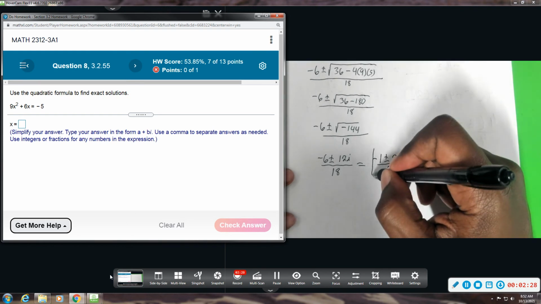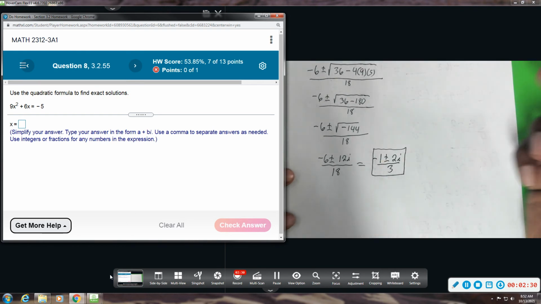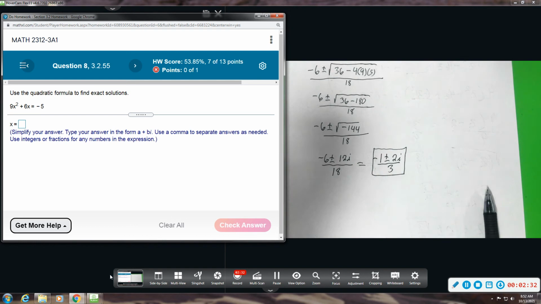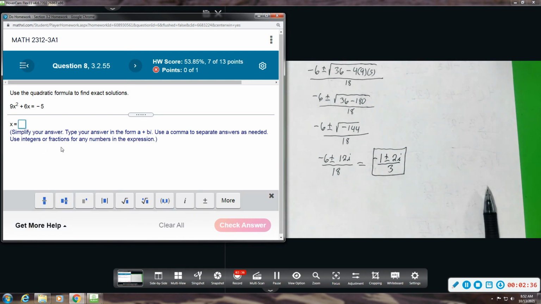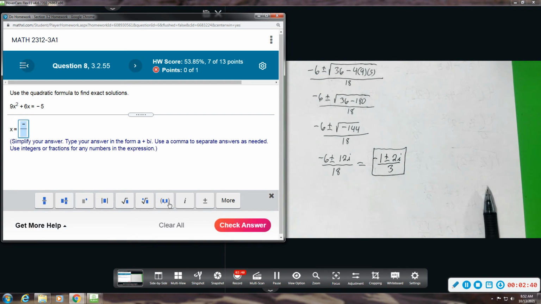So here will be our final answer. We can't go past that. Can't simplify beyond that. So x would be, let's make a fraction, negative 1 plus or minus 2i, and then it's going to be divided by 3.